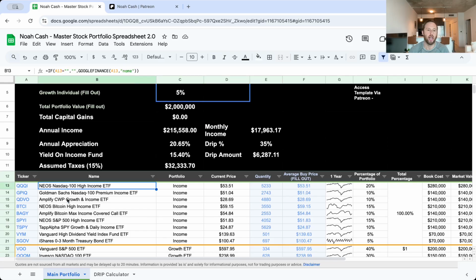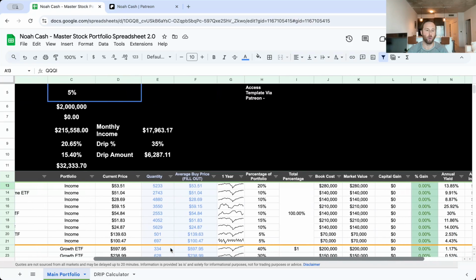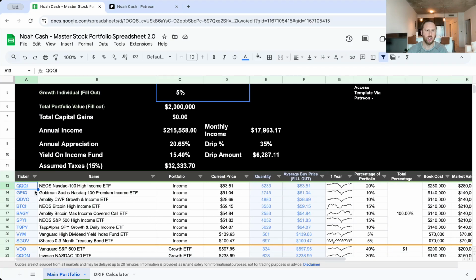All right. And I'm going to explain to you all the different ETFs that we have as part of this portfolio. We have two NASDAQ 100 income funds. We have QQQI and we have GPIC. QQQI is the higher yield, okay? It's from NEOS, and the yield on that is about 14%. And GPIC has a lower yield, but equally, if not stronger, total return. It's the Goldman Sachs GPIC, okay?